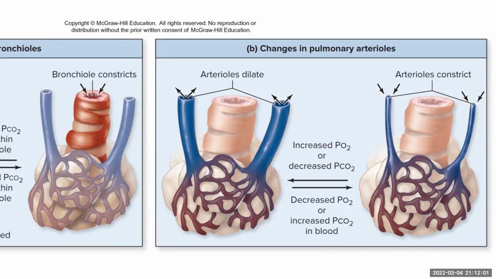So two things can cause the arterioles to dilate, either an increase in the partial pressure of oxygen or a decrease in the partial pressure of carbon dioxide. And then for constriction, just flip it. We get a decrease in the partial pressure of oxygen or an increase in the partial pressure of carbon dioxide.